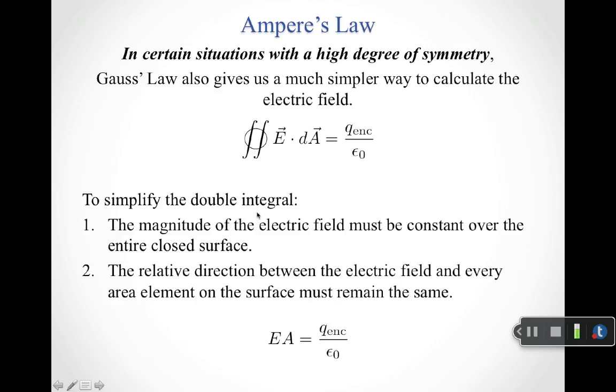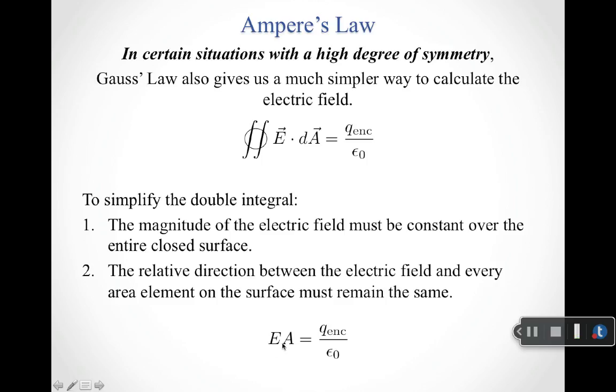Now, we saw that when we combine these, there are certain situations that have a high enough degree of symmetry that we can actually use this to calculate the electric field. So we have this double integral over a closed surface of E dot dA, and we're setting that equal to Q enclosed over epsilon naught. And if we're able to simplify this double integral, then we end up with a very easy expression, and if you can calculate the area of your Gaussian surface and count up the charge enclosed, you can calculate what the electric field is.